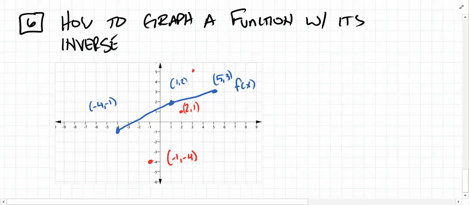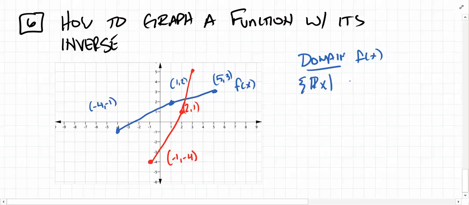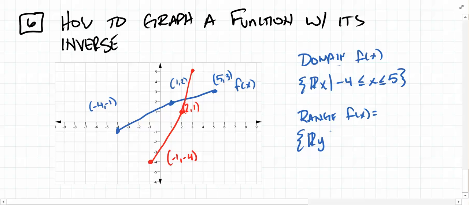Now, something I really want to point out, I know that we have to go, but the domain for my function f of x would be this. All real numbers x such that -4 less than or equal to x less than or equal to 5. Does everybody agree with that part? Okay, I go from -4 to 5 in my blue regular old function. The range of my blue function f of x would be, what's my lowest y value? All real numbers y, my lowest y value is -1, less than or equal to y, less than or equal to 3. Is everybody cool with that part?